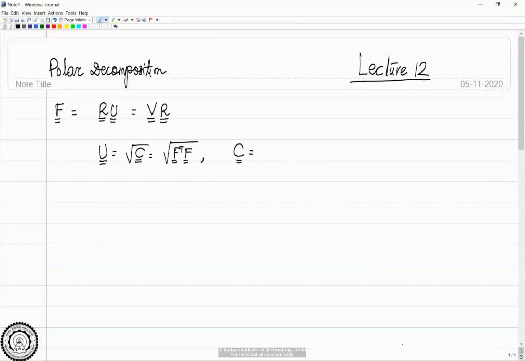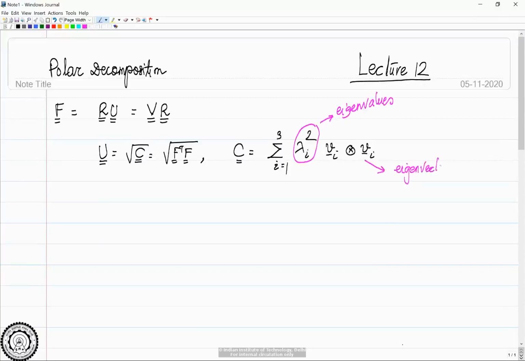And then for C, we used the eigen decomposition and said it is equal to the sum over i equal to 1 to 3 of lambda i square of v_i tensor product v_i. Okay, where v_i are the eigenvectors and lambda i square is the eigenvalue. So this is the eigenvalue, and this is the eigenvector. So you have to get eigenvalues and eigenvectors, and then you can do this eigen decomposition.